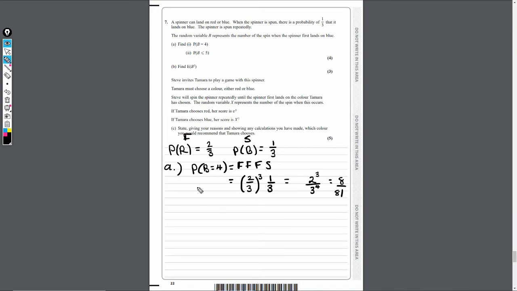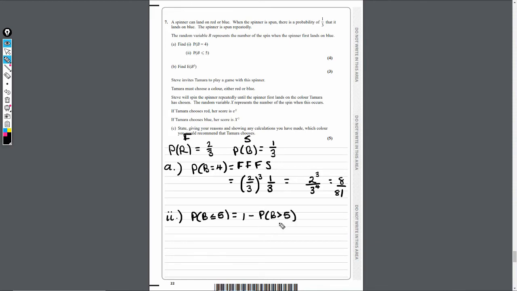And then for the next one, part 2, we have to find the probability that B is less than or equal to 5. Okay, so again, this one's pretty straightforward. Just got to be aware of the fact that when it's less than or equal to, we do 1 minus the probability that B is greater than 5.